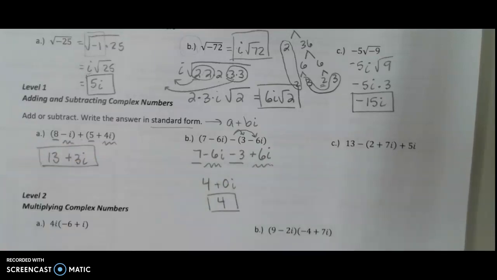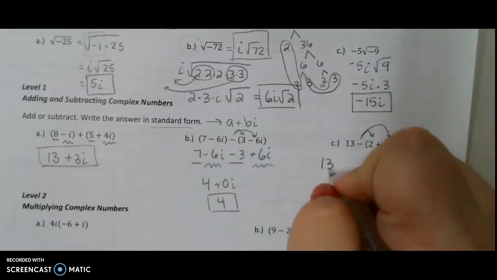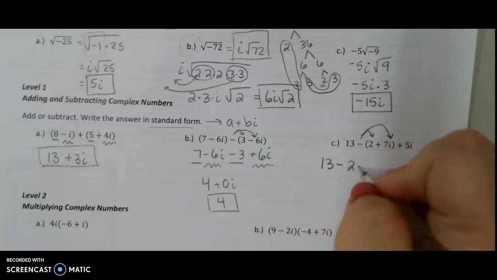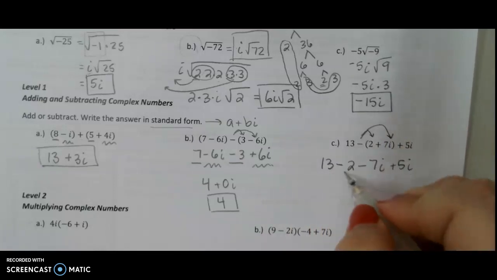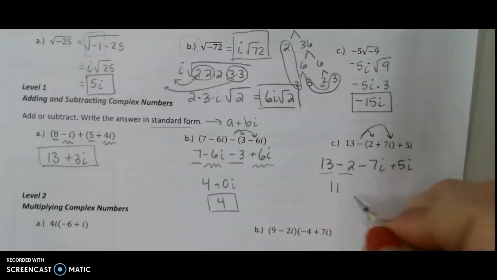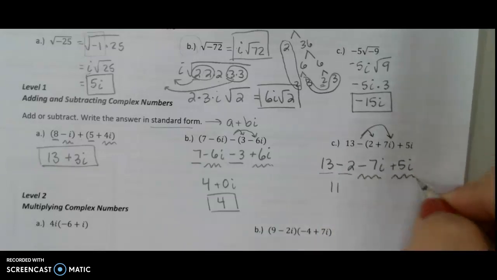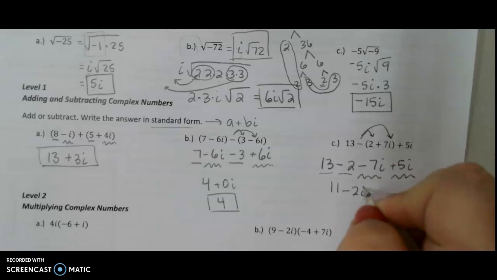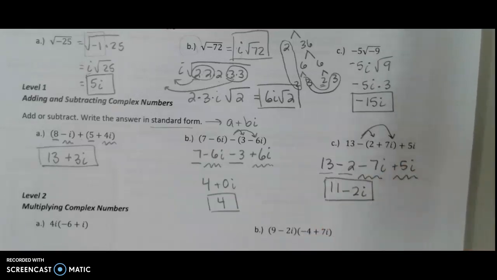Okay, our last one requires a little bit of distributing before we combine like terms. So 13 minus 2 minus 7i plus 5i. 13 and negative 2 are like terms. We get 11. And then negative 7i plus 5i gives us negative 2i. Okay, so adding and subtracting complex numbers is just like combining like terms. That's really all it is.